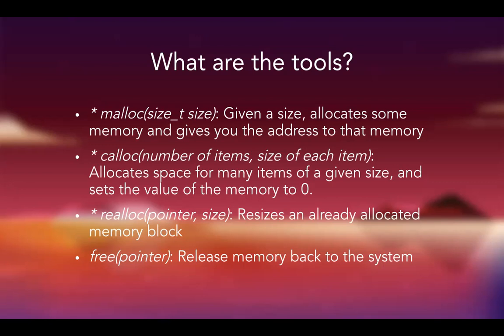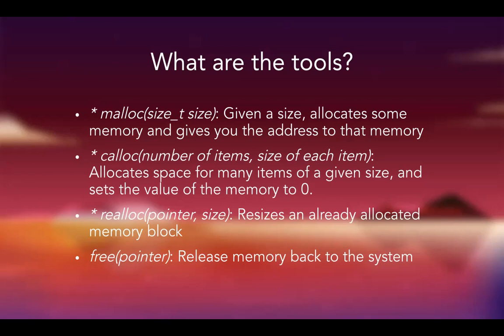Let's say I have 5 items. We don't really care what they are. I have 5 items, and each of those items is 5 bytes. So I could pass in 5 for the number of items, and I could pass in 5 for the size of each item, and it will allocate 25 bytes total, and it will return to me the address.